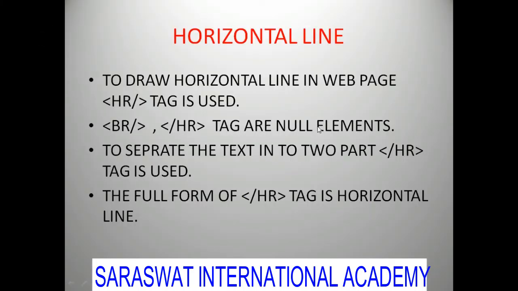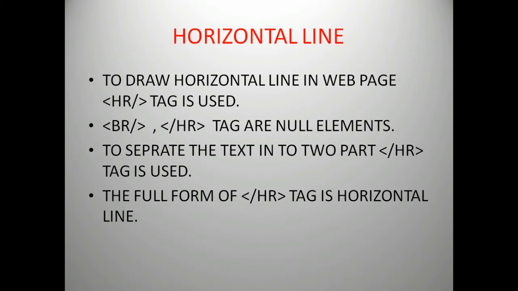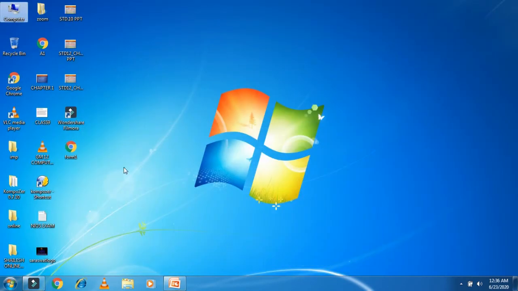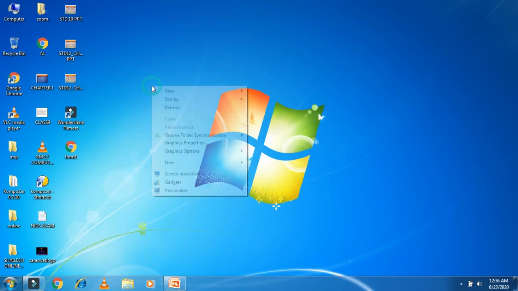BR and HR tags are null elements. Students, it's called a null element because it does not have an opening and closing tag. That's why it's called a null element. To separate the text into two parts, we are using the HR tag. The full form of HR tag is horizontal line. Now, let's see the practical, so you will understand how to use the horizontal line tag in HTML.